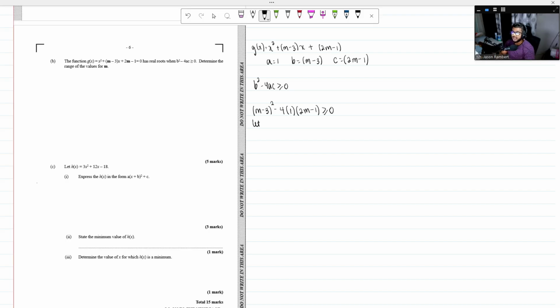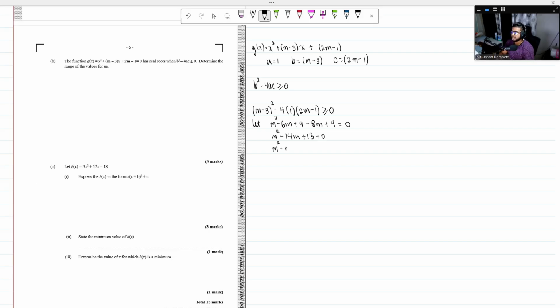So I'm going to let this be equal to 0. So I got to square the brackets one time. m squared minus 6m plus 9. Take away 4 twos are 8m. 4 by minus 4 by minus 1 is plus 4. Equal to 0. I put it equal to 0 to solve. m squared minus 6 minus 8 is minus 14m, plus 9 plus 4 is plus 13, is equal to 0. Minus 1 and minus 13.